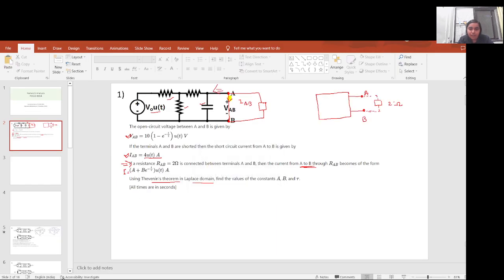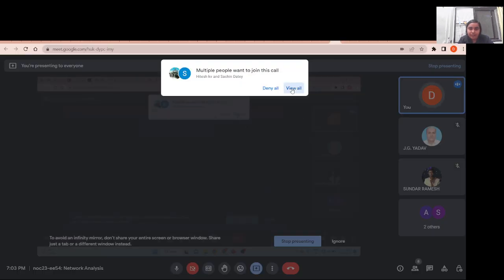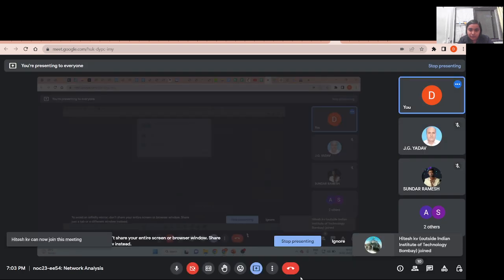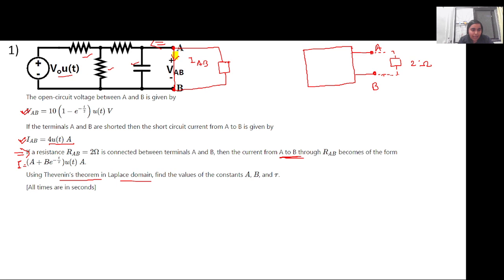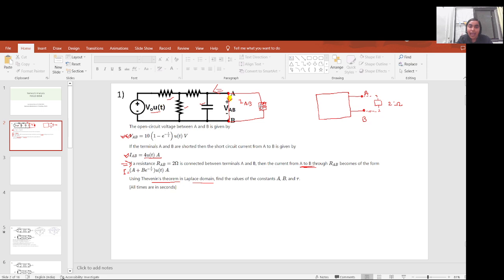So whenever a circuit is given, and you know the terminal voltage of the circuit, in this case it is VAB, you can either use Norton's theorem or Thevenin's theorem to solve for the new current that will be flowing whenever an external resistance or whatever the circuit element be is connected at the terminal.